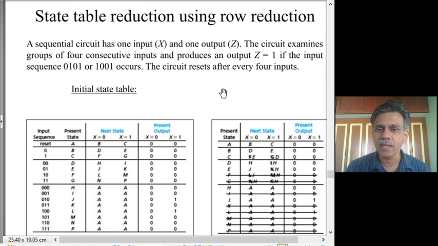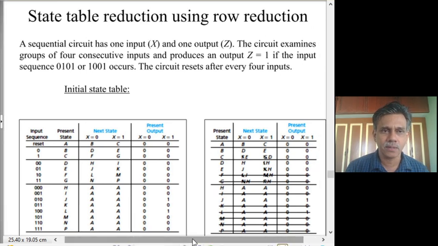So we will look at a problem and see how, without using any tricks, you can go about designing a state graph or a state table, and then apply the reduction techniques to reduce the number of states. So the problem we take as an example to illustrate this concept of state reduction is as follows.